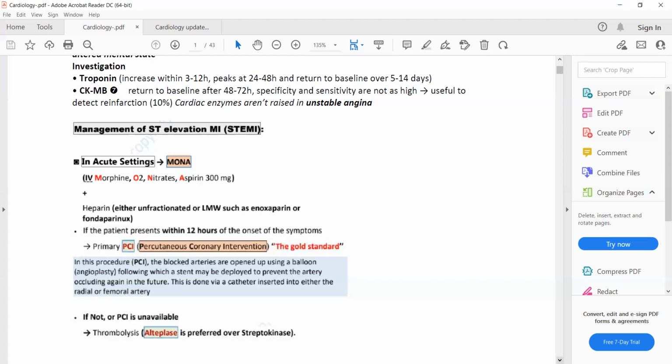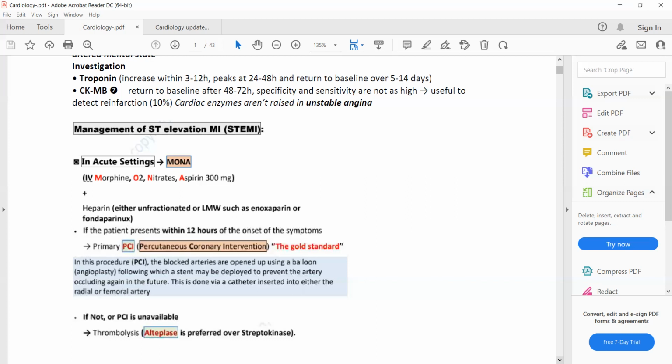What is PCI? PCI is basically percutaneous coronary intervention, in which a catheter is inserted through the radial artery or femoral artery, and the blocked coronary arteries are opened or dilated through a stent. So after initial management in case of ST elevation MI, the definitive management is PCI or primary PCI.